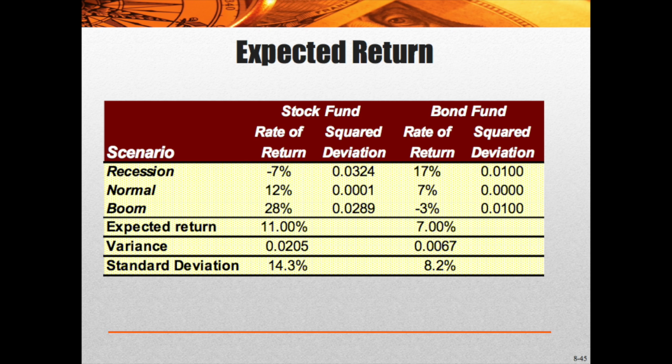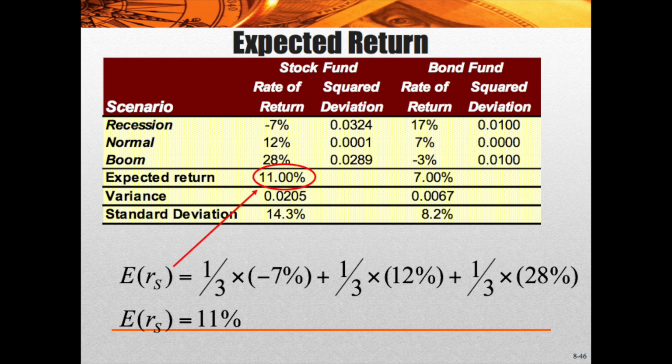So the givens are the rate of return for the stocks and the bonds. Now we saw that: -7, 12, 28, 17, 7, and -3. Everything else here is calculated, and we're going to take it step by step and calculate each one of them separately, and so it'll be really easy. It's very easy math.